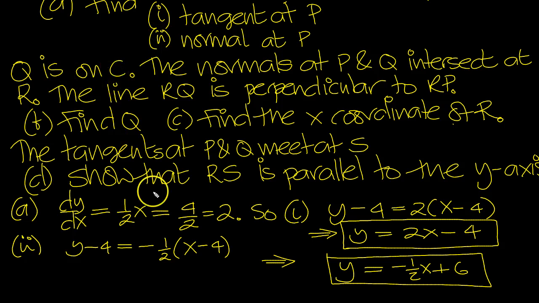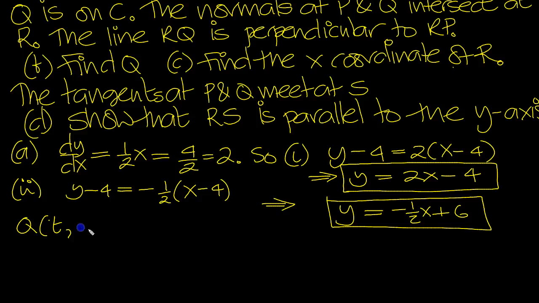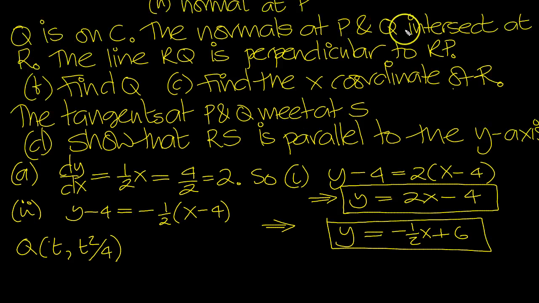Q is on C, so Q will have coordinates. If we write them parametrically, let's write the x coordinate as t. Now the y coordinate of Q will be t squared over 4, won't it? So t squared over 4. So there's the coordinates of Q because it's on C. The normals at P and Q intersect at the point R.